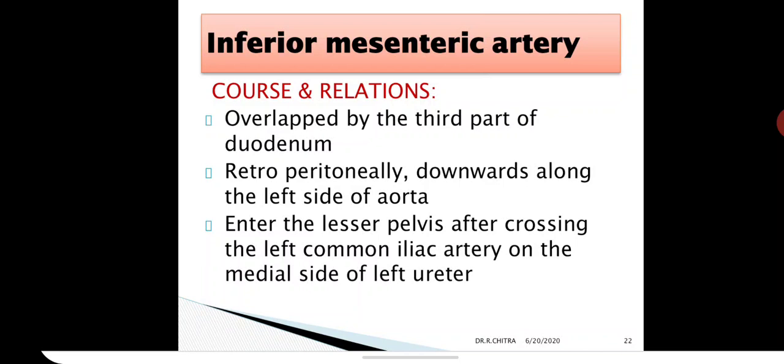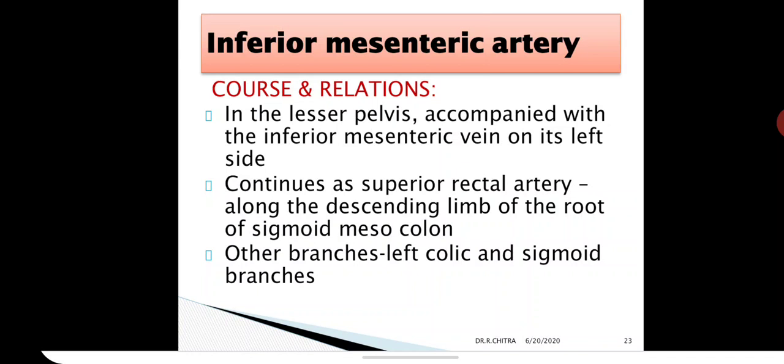It runs retroperitoneally downwards along the left side of the aorta. It enters the lesser pelvis after crossing the common iliac artery on the medial side of the left ureter, accompanied by the inferior mesenteric vein on its left side, and continues as the superior rectal artery. That is the termination. The superior rectal artery runs along the root of the sigmoid mesocolon. Other branches are the left colic and sigmoid branches.